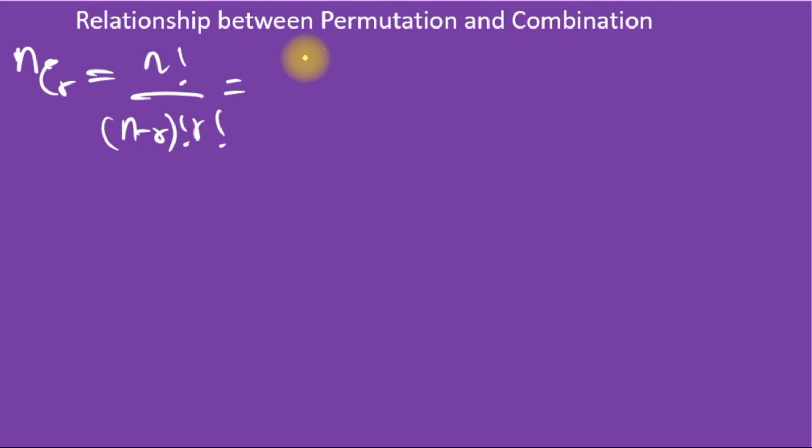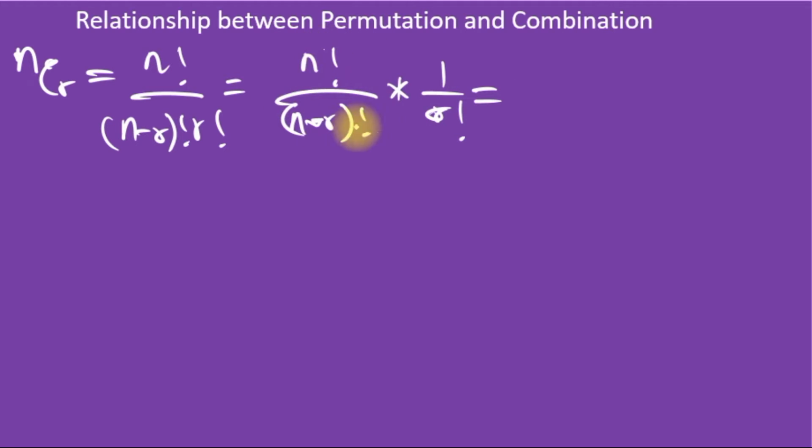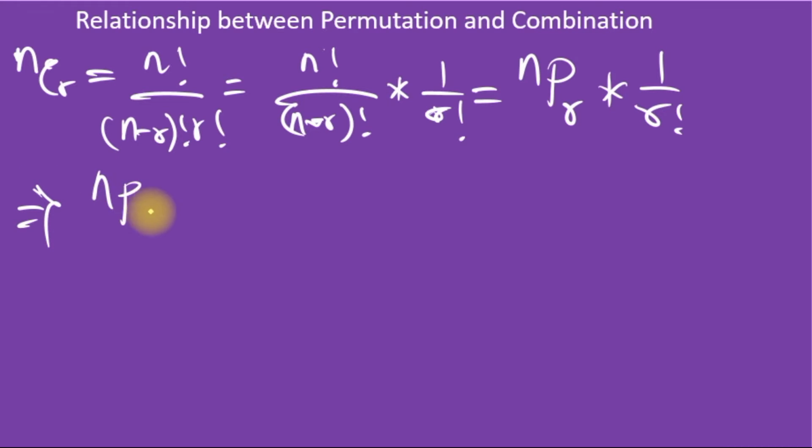You know that this can be written as n factorial over n minus r factorial times 1 over r factorial. Yes, and remember, this is permutation, so we can write this as n permutation r times 1 over r factorial. Which implies that n permutation r over n combination r is always equal to r factorial. Yes, as you can see. So if you move this to this side, that's it. It's a very important formula.